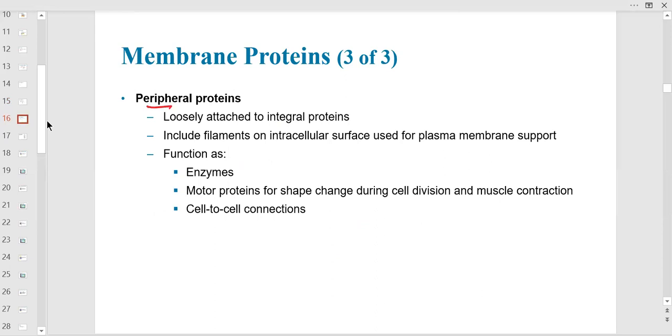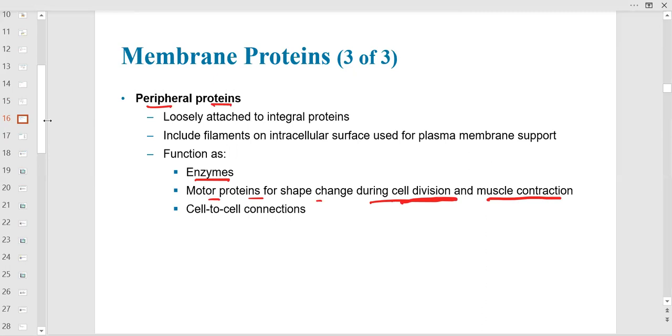Peripheral proteins, kind of similar, except they're not carriers or channels. So they could be enzymes or motor proteins that change the shape during certain cellular reactions like mitosis or muscle contraction. Like muscle is all protein. You're going to see there's really not much else to talk about in the structure and contraction of muscle. So its shape is very important. Its strength is very important. Its contraction is very important, which is just shortening.